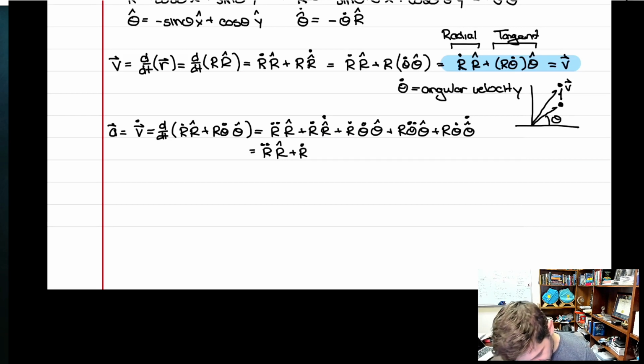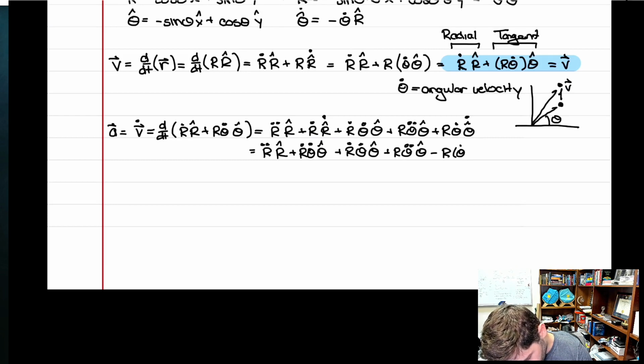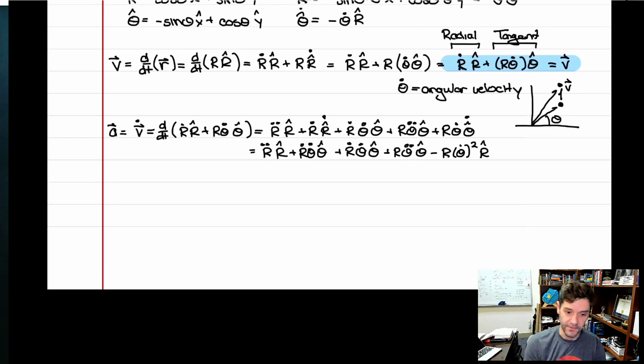The derivative of this unit vector we said is theta dot times theta hat. This looks like it's already done. Notice it's the same as the previous term. Then we got r theta double dot. You might call this angular acceleration in theta direction. And then minus r, another theta dot pops out, so it's theta dot squared in the r direction. And there's that minus sign as well.